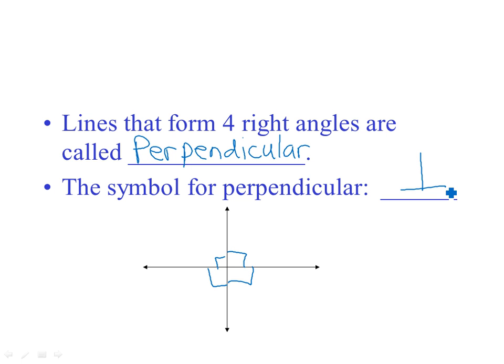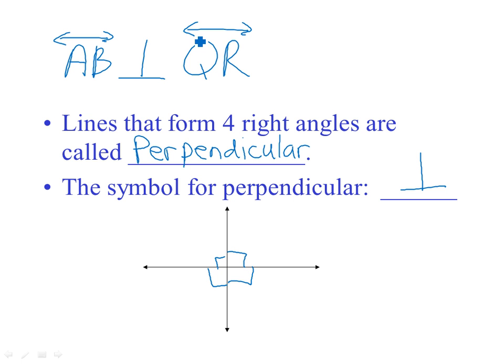So, let me write this up here. This is the way problems are going to look in this book for the rest of the year. Somebody read that statement to me. Right. Line AB is perpendicular to line QR, and they're going to expect that you can draw that picture. So if I draw this right here and say this is AB, how am I going to draw QR? We want it to cross it so it forms right angles, so maybe something like that.